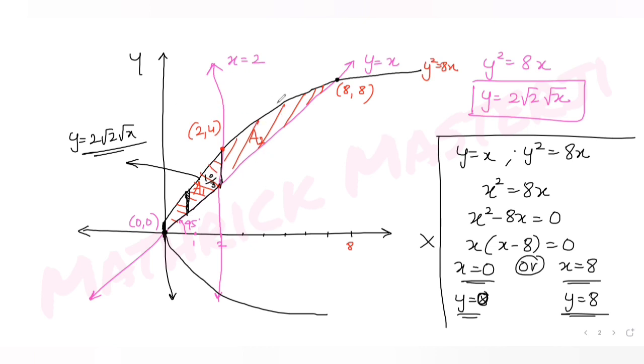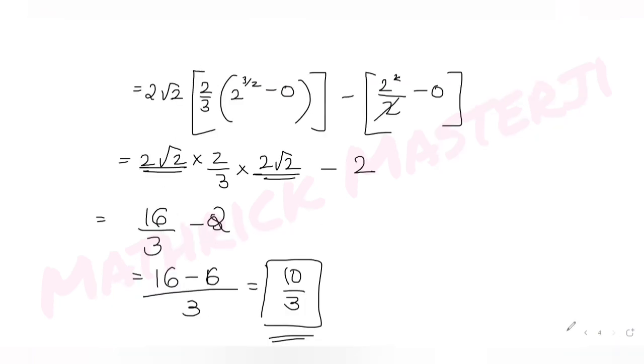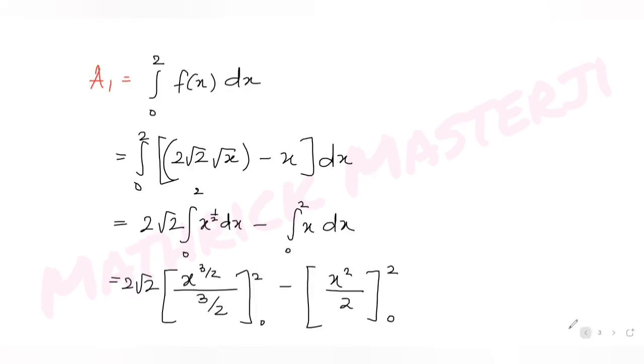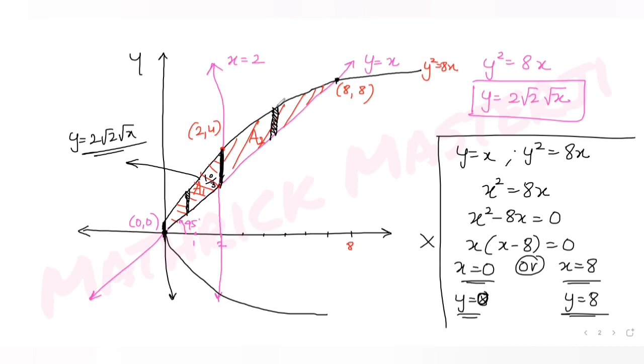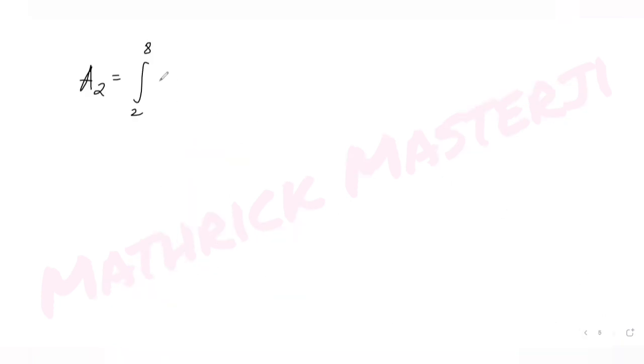Let's find the area of the second region. For the second region also, I will take a vertical strip. So here if I see, my values of x go from x equals 2 till x equals 8. So let's find the area of the second region. The limits are from 2 to 8. Now here, if I am using again the vertical strip, the upper curve is y square equals 8x, the lower curve is y equals x. So I get this again. Y square equals 8x means y, if I want to write it in terms of x, is 2 root 2 root x, minus x dx.